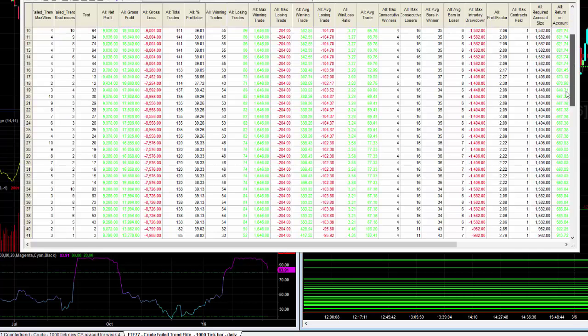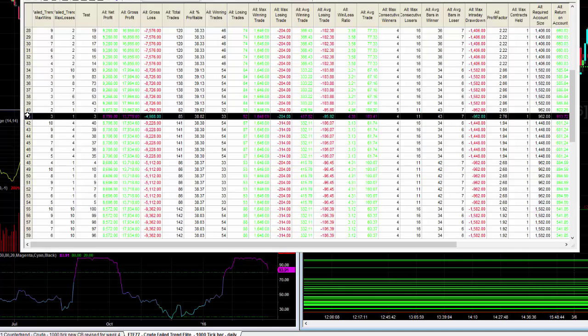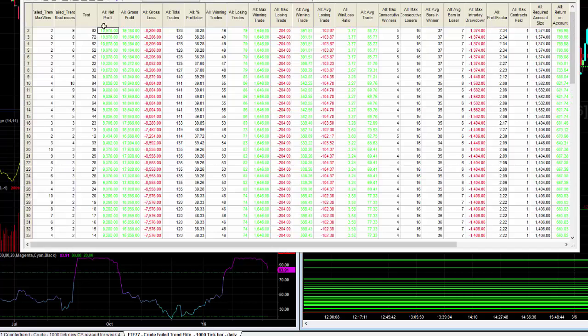But if we roll down here, you can see that it'll scroll down. 962 is our best max drawdown, and that coincides with a profit there of 8790. So again, when you're looking at your systems and running these optimization reports, don't just get blinkered on looking at the overall max profit.